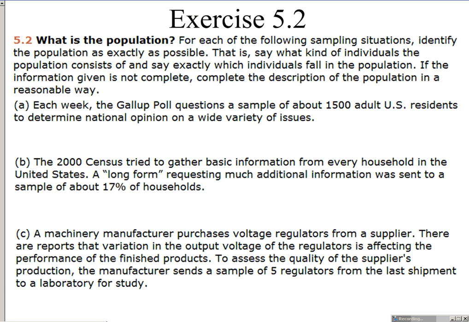Looking at our first example here, 5.2. For each of the following sampling situations, identify the population as exactly as possible. That is, say what kind of individuals the population consists of, and say exactly which individuals fall in the population. If the information given is not complete, complete the description of the population in a reasonable way. Letter A. Each week, the Gallup poll questions a sample of about 1,500 adult U.S. residents to determine national opinion on a wide variety of issues.